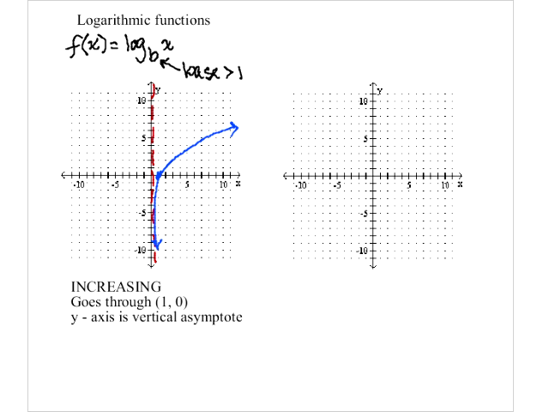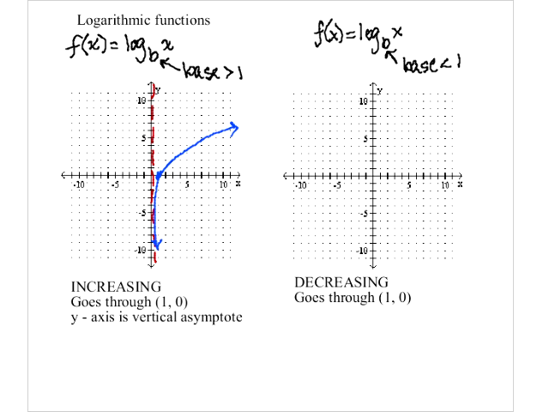Okay? Now, the only difference is if the base is less than 1, it's decreasing again. So if I have f of x is log base b of x, and the base is less than 1, it is decreasing, but it still has the asymptote. So let me put that information down here. The only difference is now it's decreasing. So it's all based on that base. It still goes through (1, 0), and it still has the y-axis as the vertical asymptote.